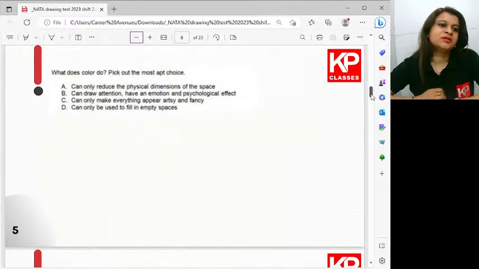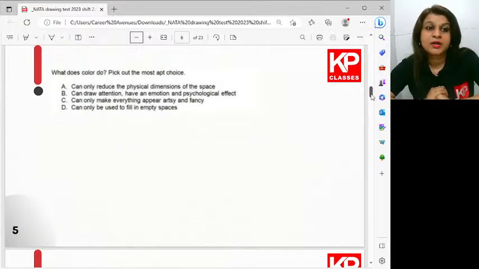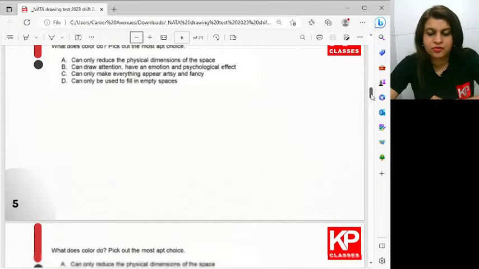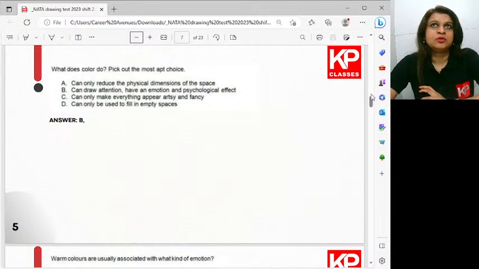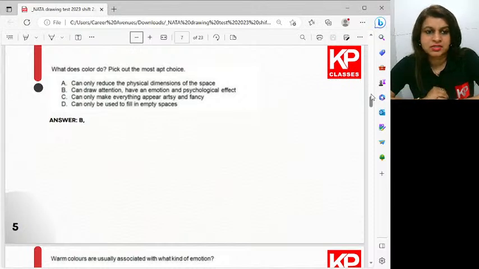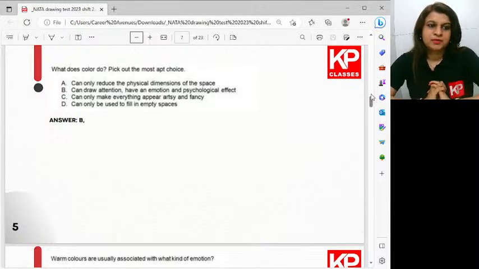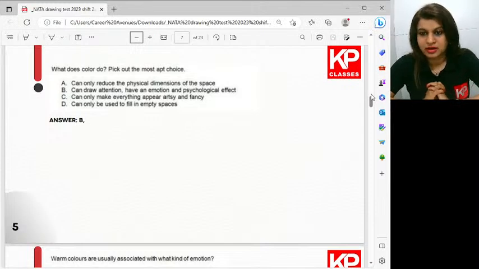So the next question would say, what does color do? Pick out the most apt choice. So colors, what do they do? They, of course, evoke our emotion. They also draw the attention towards them. A particular color would definitely draw attention, right? Or you'll try to focus on it. So the answer is B, can draw attention, have an emotion and psychological effect.